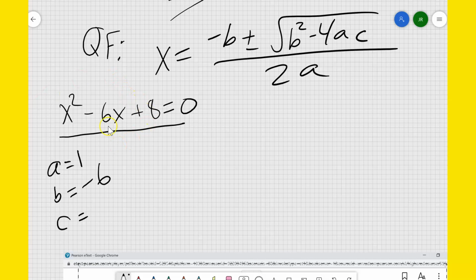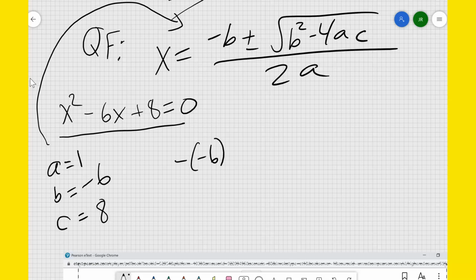And C is the constant, the number that doesn't have a variable. What is that one? That's 8. So now we have our A, our B, and our C. Now we just plug those numbers into that quadratic formula for the A, the B, and the C. So since B is negative 6, I've got negative B. That means it's negative 6.